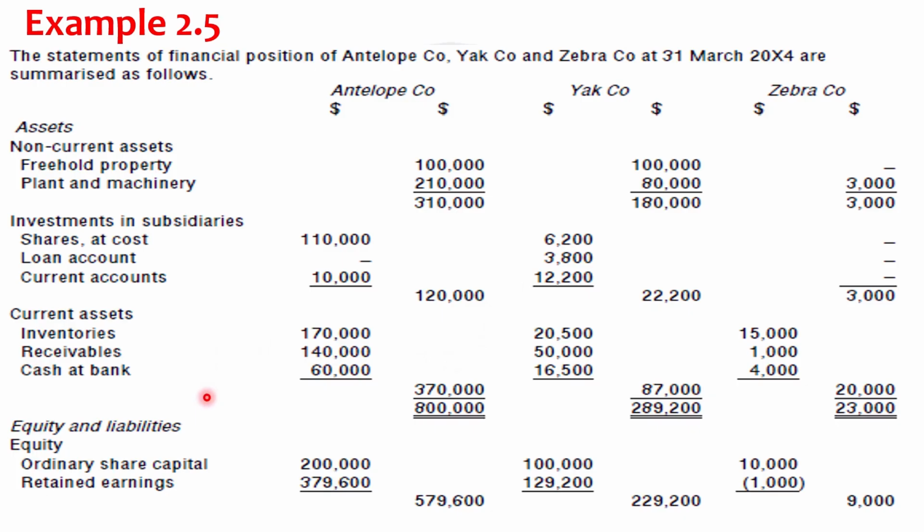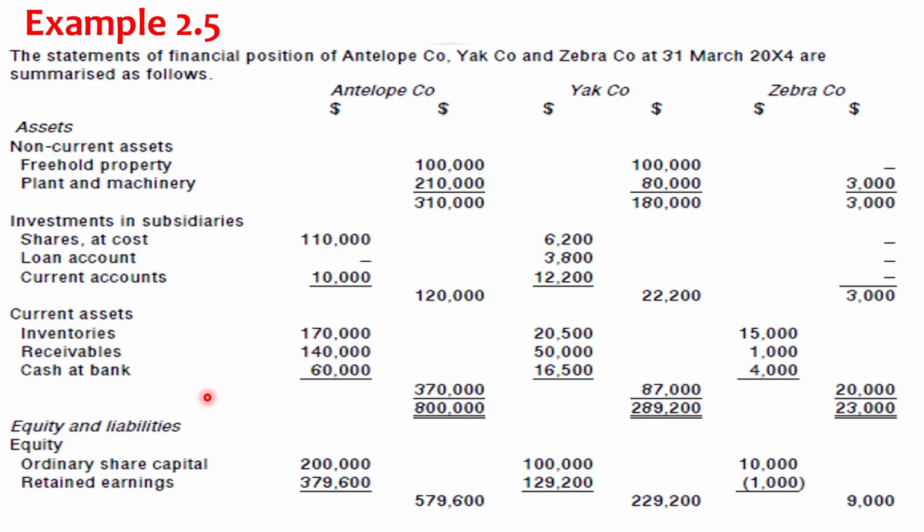Please note that so far, in all the illustrations from illustration 1 to 4, we have ignored the issues of intra-group trading, fair value adjustment, and fair value of purchase consideration, including deferred consideration, contingent consideration, and share for share exchange. But as it applies in simple consolidation, it can be applicable to the complex group, and the treatment is the same.